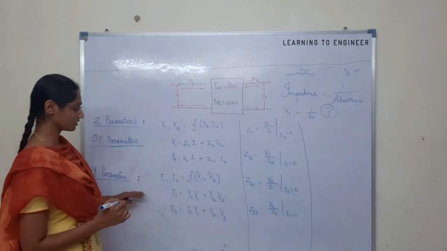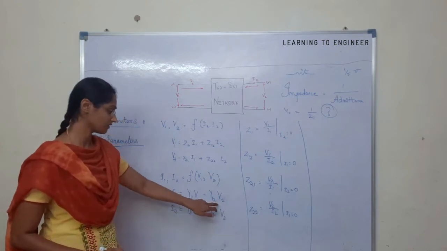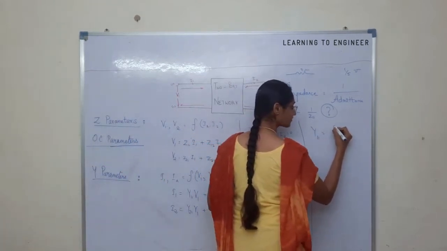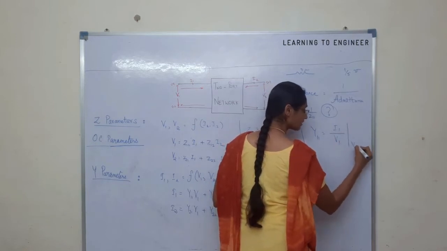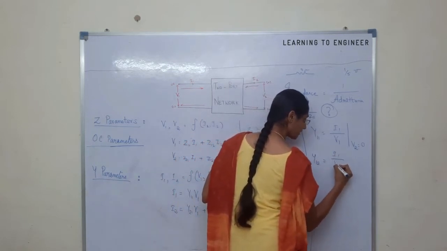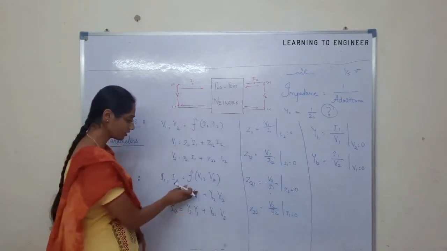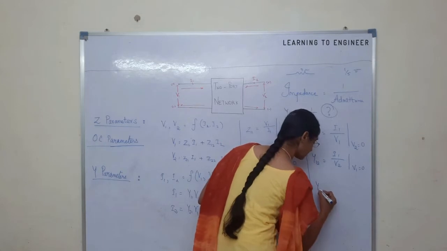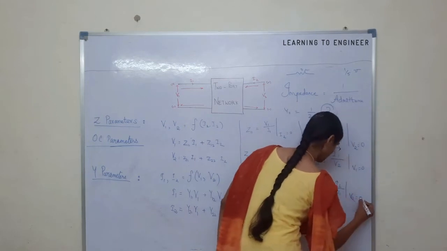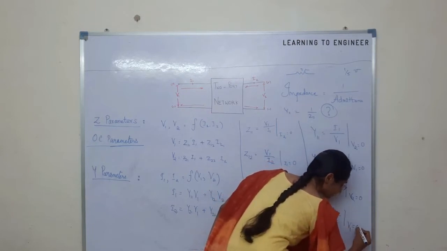Okay, so in order to find Y11, what do we have to do? We have to kill this term. How can we do that? By making V2 as 0. When we make V2 as 0, Y11 will be I1 divided by V1 when V2 is equal to 0. Similarly, what is Y12? Y12 will be I1 divided by V2 when V1 is 0. Correct? What is Y21? Y21 is equal to I2 divided by V1 when V2 is 0. And what is Y22? Y22 is equal to I2 divided by V2 when V1 is 0.